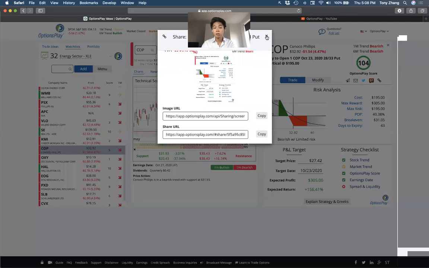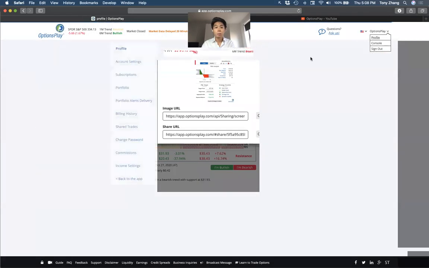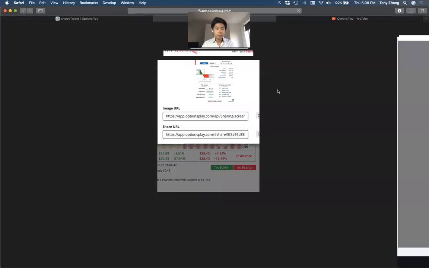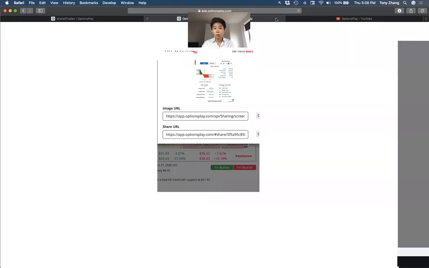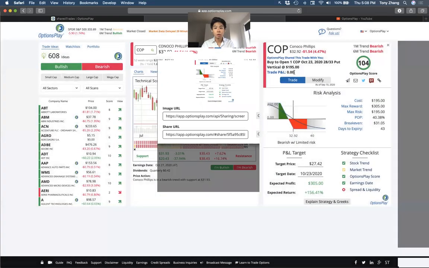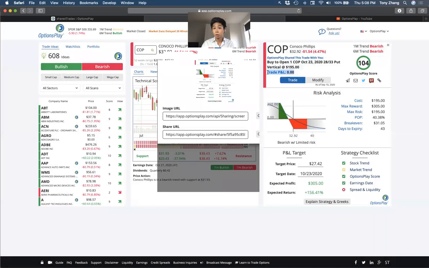But once you click on share a trade, it shows up in your profile under share trades. So you have a history of all the trades that you have shared. You can click on the link and it will bring up the trade that you saved for yourself. And this function actually tracks the P&L of the trade. So right now the trade P&L is 0 because I just saved this trade. But if I open this tomorrow and the stock has moved lower, I should see a positive P&L here. So that is one way that you can paper trade using OptionsPlay.